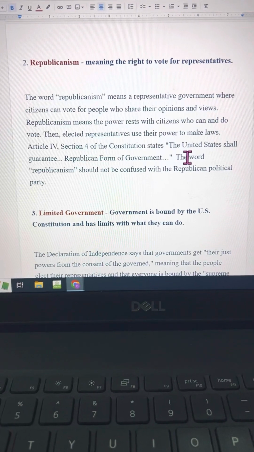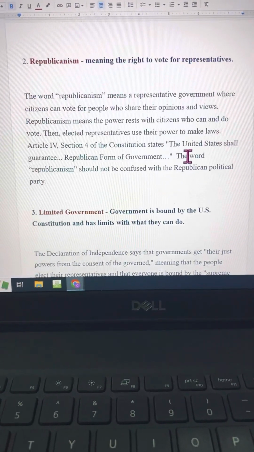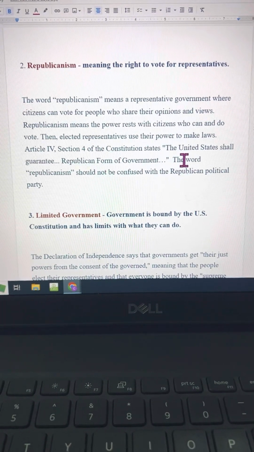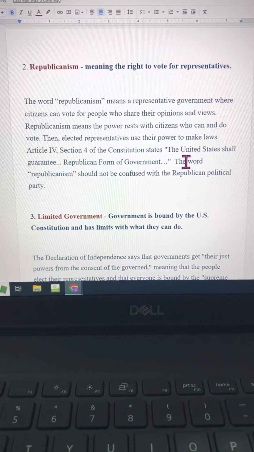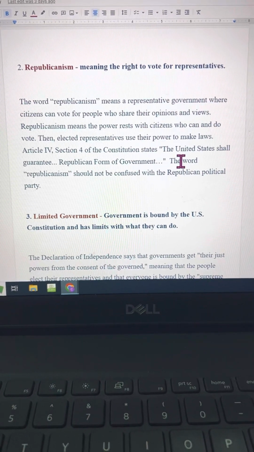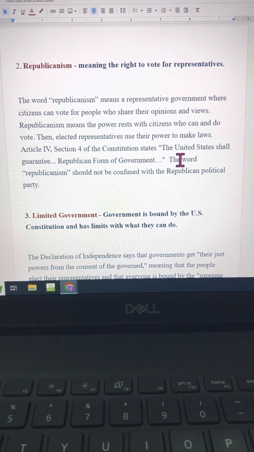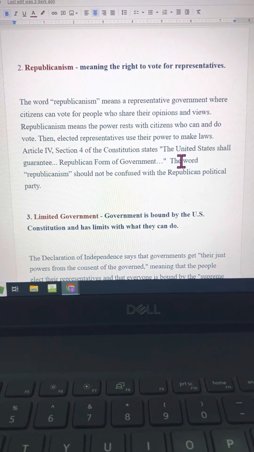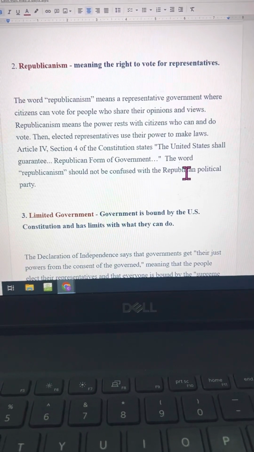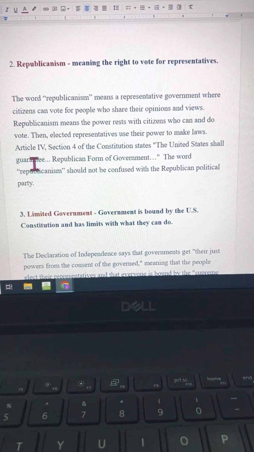Republicanism, meaning the right to vote for representatives. The word republicanism means a representative government where citizens can vote for people who share their opinions and views. Republicanism means the power rests with citizens who can and do vote. Then, elected representatives use their power to make laws.